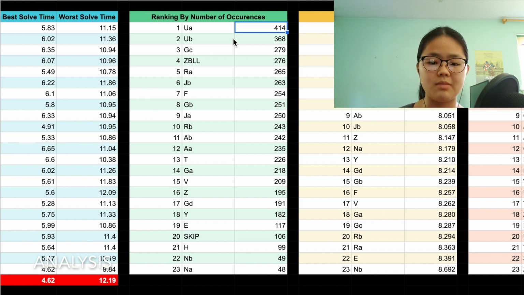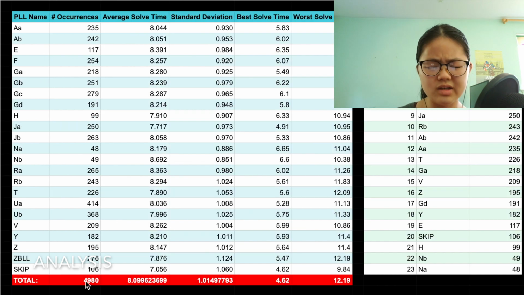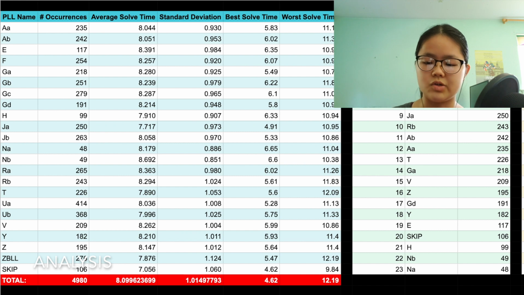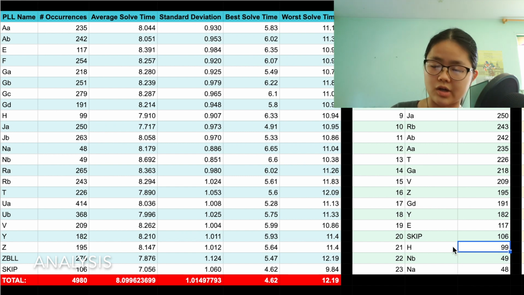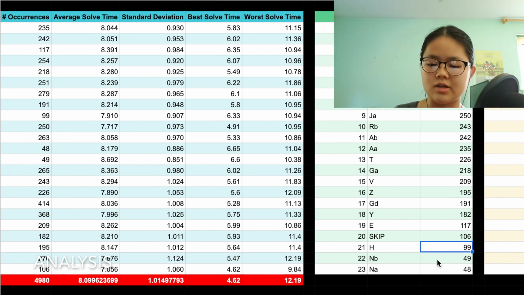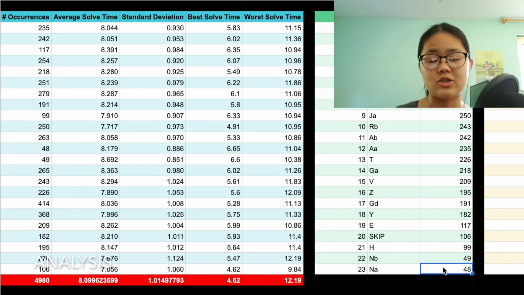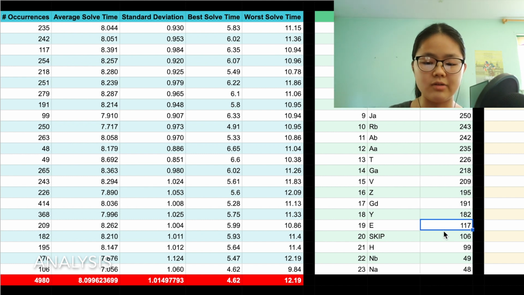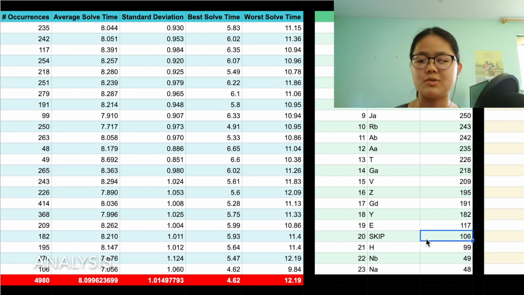So UA perm came up roughly about 10% of the time. Not 10%, less than 10%, but a very large portion of the time, which I found quite interesting. And the fact that H, NB, and NA came up each less than 100 times, which is really, really interesting. So each of these they come up like 10 times less often than the UA perm. And obviously, I expected skip to be down here, but I did not realize that I would get more skips than H perms or N perms.